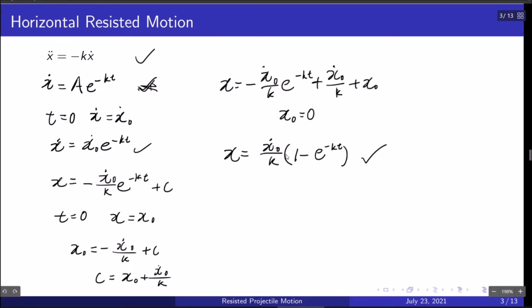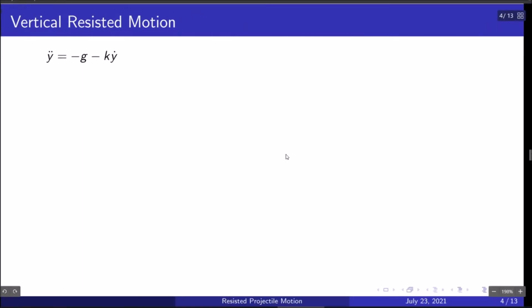Okay, now let's have a look at the vertical direction. The vertical direction is slightly more complicated because we do have gravity in play as well, but it's still the same. The only difference from what we did previously in vertical resistant motion is we no longer have 2 separate systems for up and downwards. Yeah? So both up and down are grouped into a single expression.